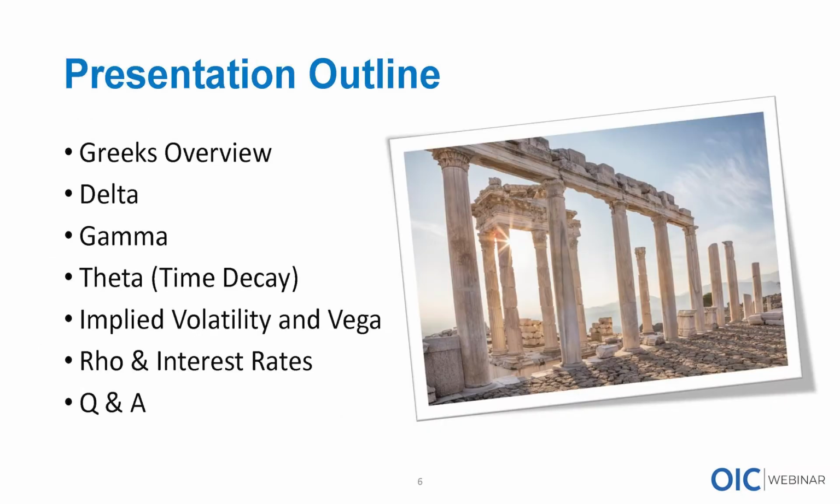All right, here is today's presentation outline. We are going to first talk about the Greeks. We're going to do an overview of the Greeks, and then we are going to examine each of the Greeks individually. So then we will look at delta. We will then talk about gamma. We will look at Theta or time decay. We will also look at Vega and implied volatility, and we will also examine Rho and interest rates.